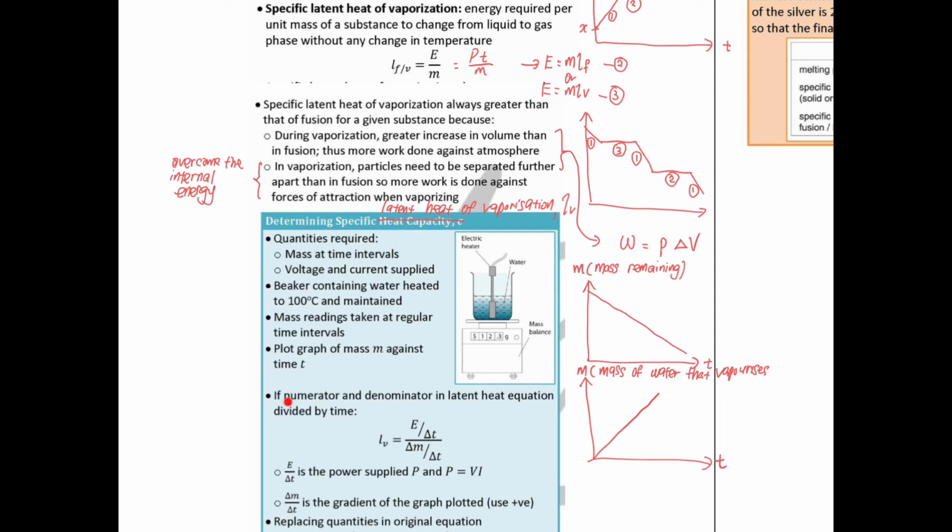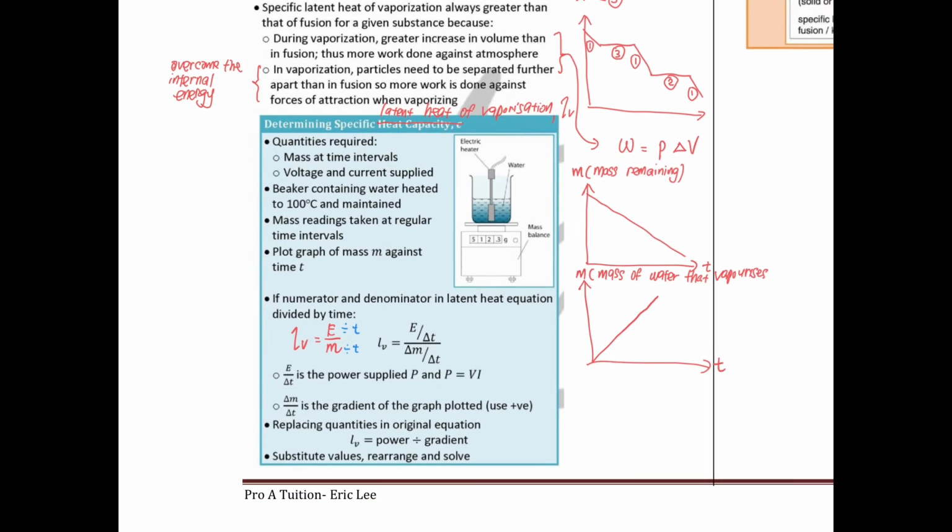So what if the numerator and denominator in the latent heat equation are divided by time? Imagine we are talking about this formula now. You divide by time at the numerator and the denominator, so you have E over delta T and you have M over delta T. So the formula looks like this. Initially, it is Lv equal to E over mass. Then you divide by time and divide by time. Then you get this. So why do we have to divide by time?